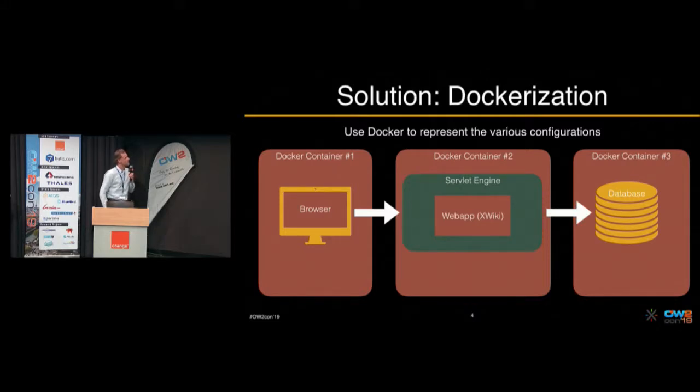So how do you implement this? The general solution is using Docker to isolate each part: the database part, the servlet engine part, and the browser part. That's easy, but there are lots of ways of doing this. You could do it, for example, at the level of the CI. If you use Jenkins, there's a Docker plugin that you could use, but it has some drawbacks. For example, if you do that, then you're not able to test the various configurations on your developer laptop.